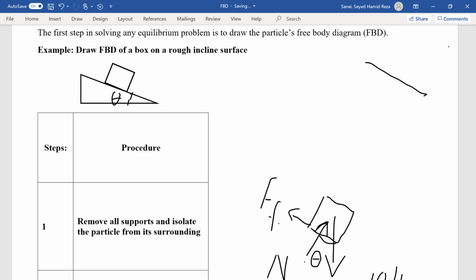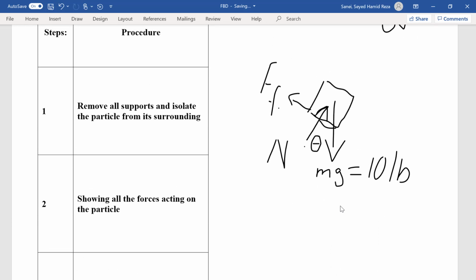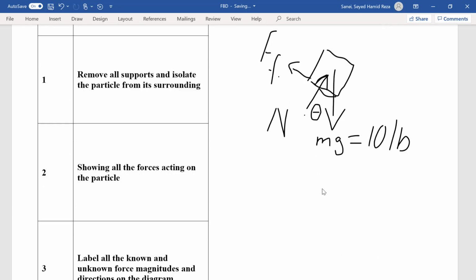This is the incline, and the weight is perpendicular to this line, and the normal force is perpendicular to this line. So if these two are perpendicular and these two are perpendicular, the angle between the two is going to be the same. We use this concept many times in this course. So this is a complete free body diagram of our box on an inclined surface.